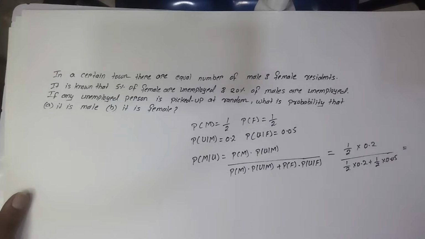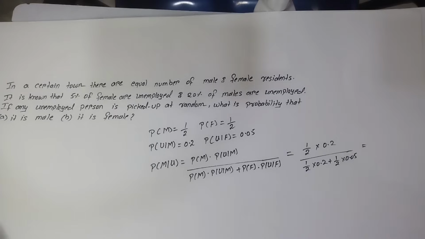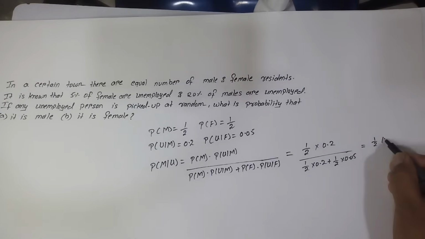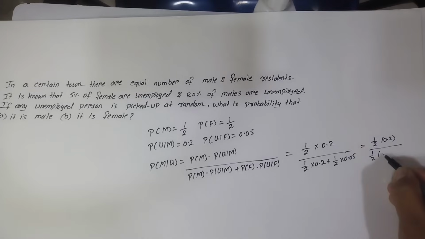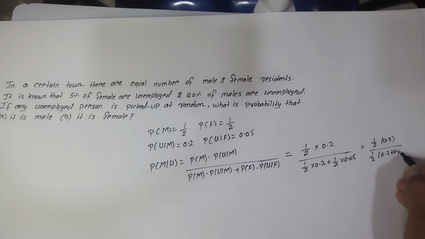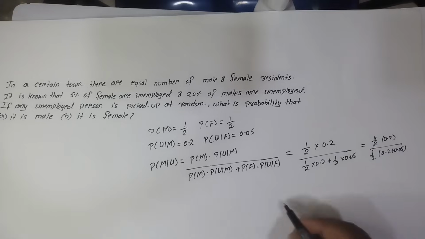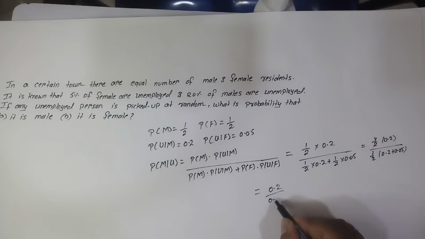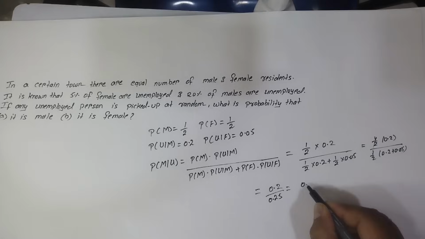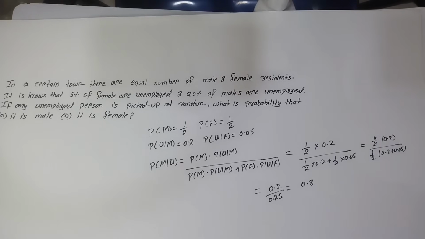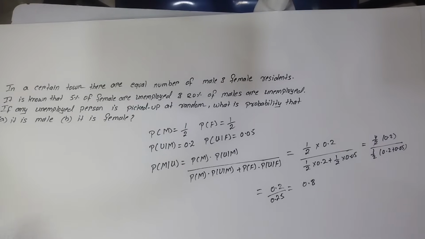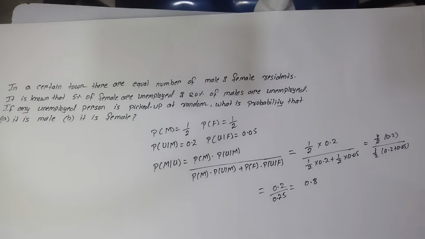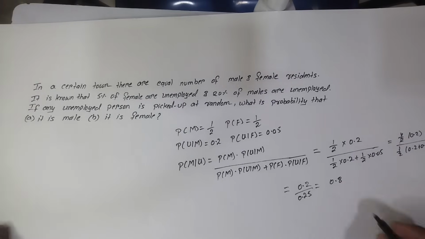So let's take 1 by 2 common. 1 by 2 into 0.2 divided by 1 by 2 into 0.2 plus 0.05. So this will give 0.2 divided by 0.25, which is 0.8. So the probability that the unemployed person picked is a male is 0.8.